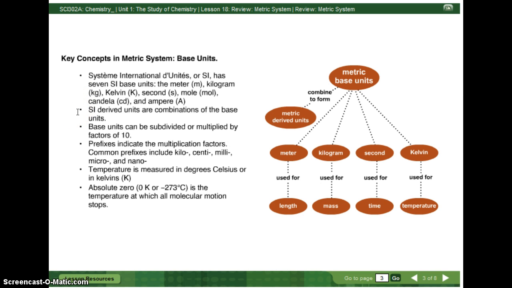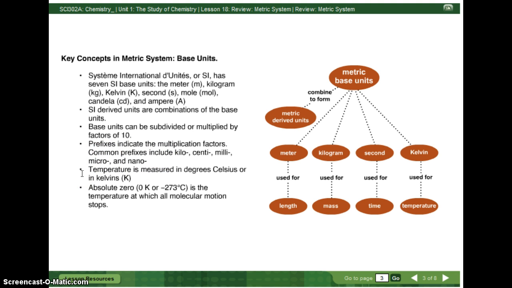SI derived units are combinations of the base units. Base units can be subdivided or multiplied by factors of 10. So you can go from centi to milli or centi to meters. Prefixes indicate the multiplication factors. So common prefixes include kilo, which means 1,000, centi, which means 100th, milli, which means 1,000th, micro, and nano, which are even smaller and even smaller.